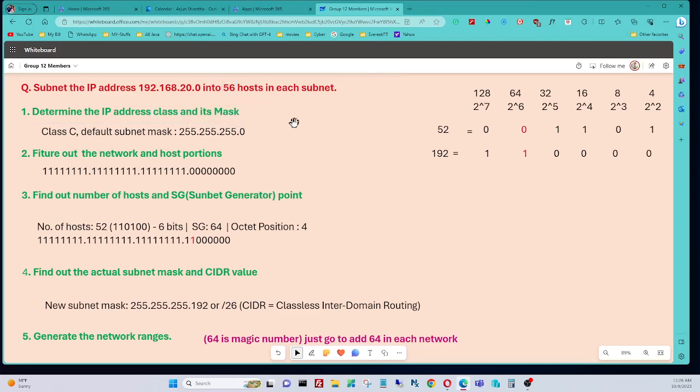Let's make this easier. You can change this number to anything; I just gave 256 here. Before starting anything, you have to follow these five steps. First is to determine the IP address class and its mask.